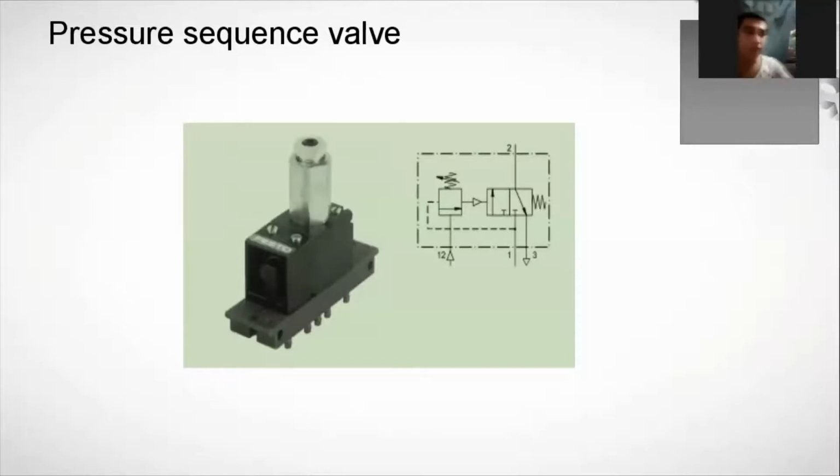The pressure sequence valve is used if a pressure-dependent signal is required for the advancing of a control system. When the applied control signal reaches the set pressure, the 3/2-way valve incorporated at that point is actuated. Conversely, the valve reverses if the control signal falls below the set pressure.